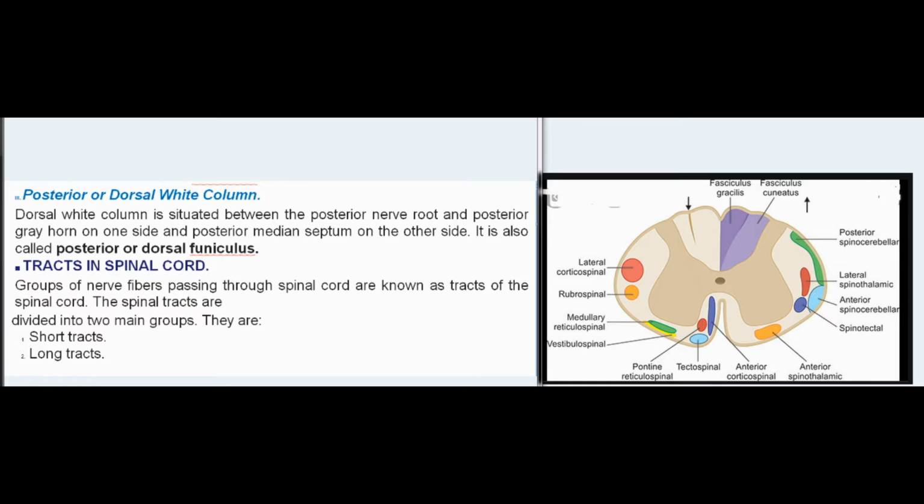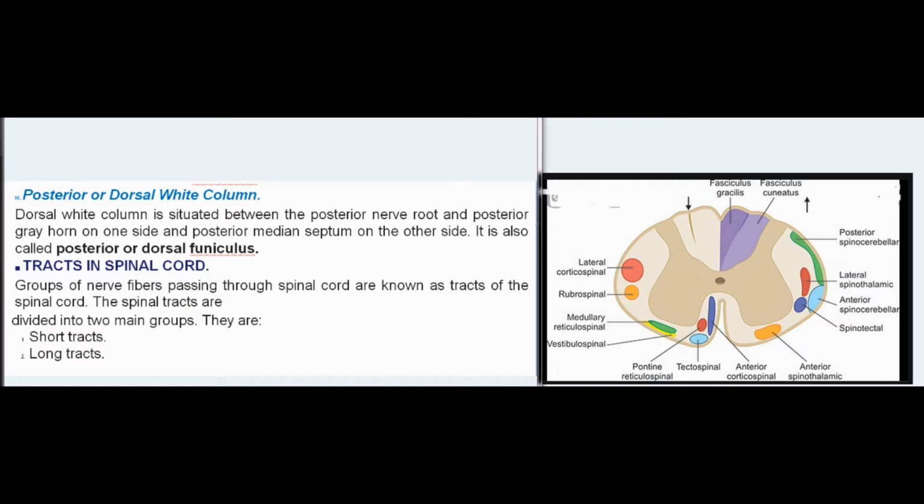Posterior or dorsal white column. Dorsal white column is situated between the posterior nerve root and posterior gray horn on one side and posterior median septum on the other side. It is also called posterior or dorsal funiculus. Tracts in spinal cord. Groups of nerve fibers passing through spinal cord are known as tracts of the spinal cord. The spinal tracts are divided into two main groups.